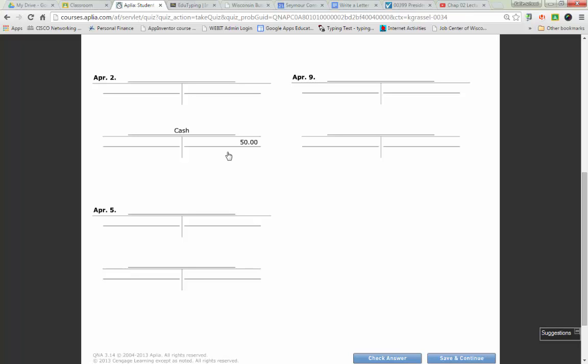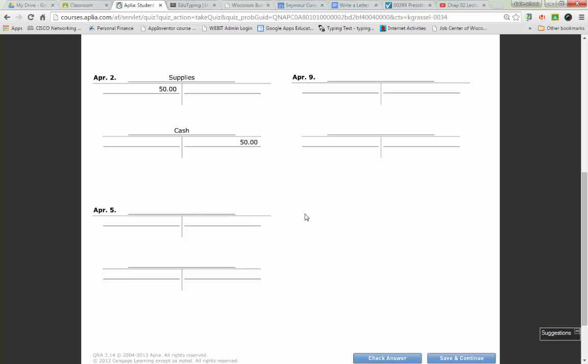Jory, what's the other account for this transaction on April 2nd? Supplies. So I can fill in supplies here right away because we know that's the other account being affected. Jory, what is the normal balance of supplies? Debit. Do we have more supplies or less supplies? More. So we are going to debit supplies $50.